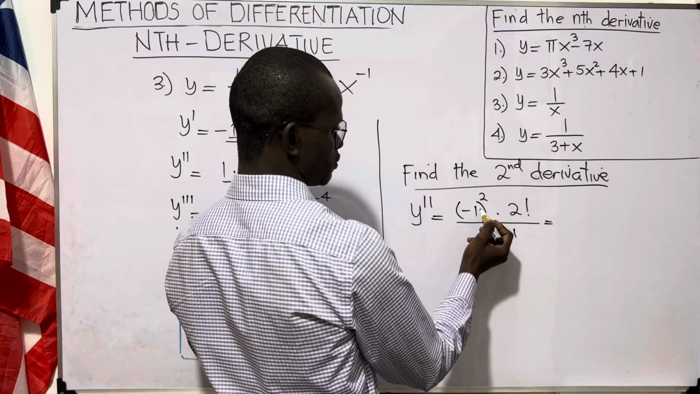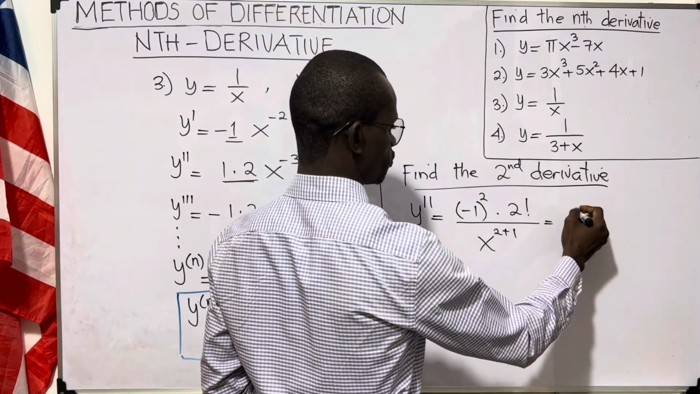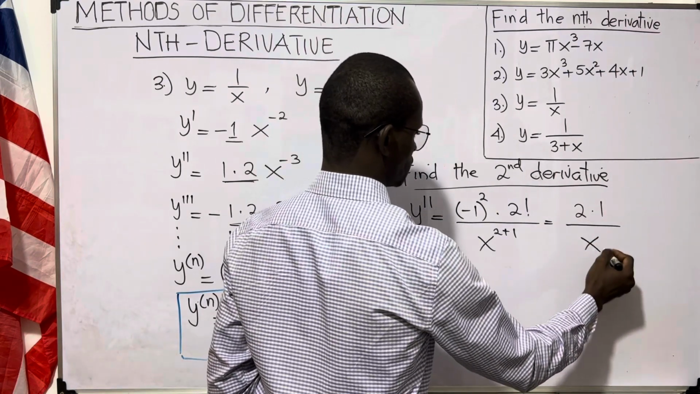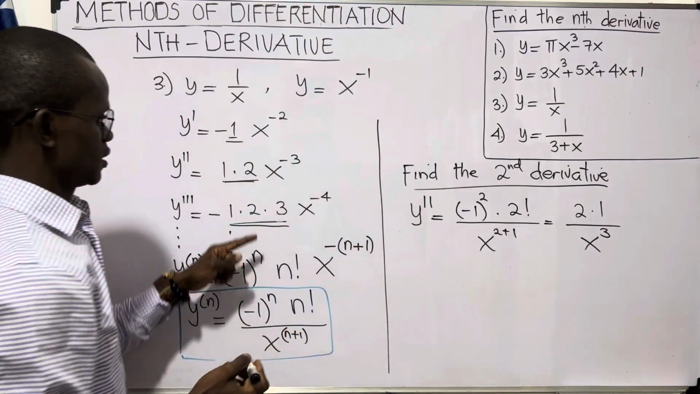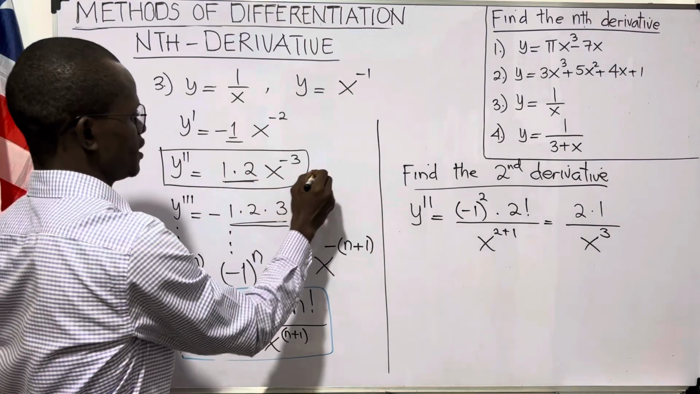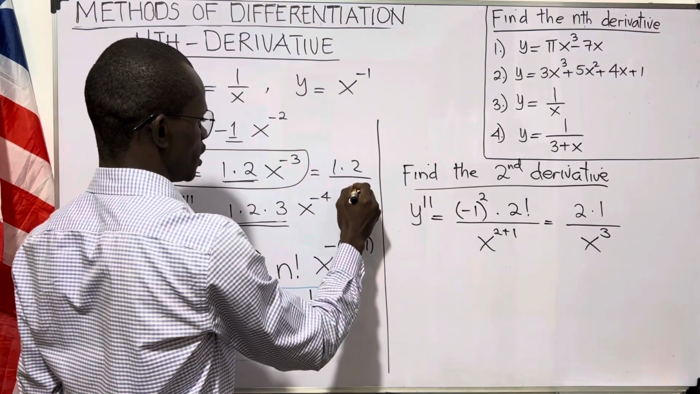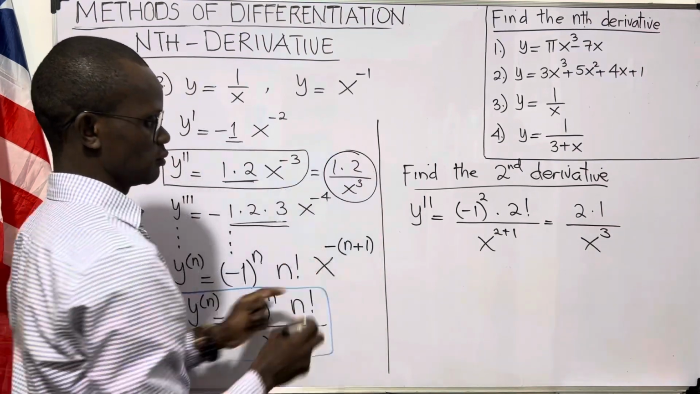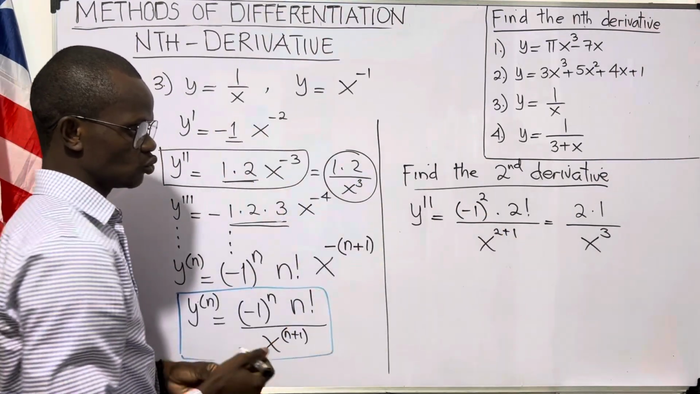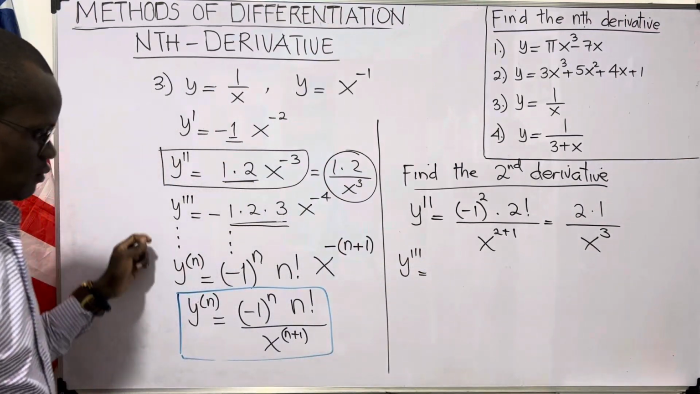So negative 1 raised to the second power means positive, right? So 2 factorial means 2 times 1, which is 2. And then down here you have x raised to the power 3. This is the second derivative. If you send this expression to the denominator, you have 1 times 2 x raised to the power positive 3. This is exactly what you get. This 1 times 2 is the same as 2 times 1, or just equal to 2. If we want to find the third derivative, we're going to get the same thing.